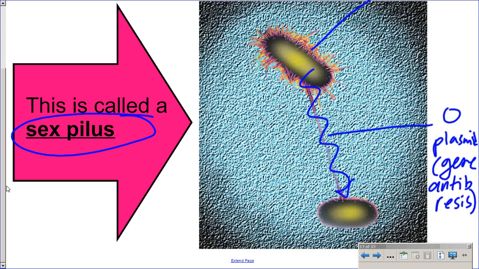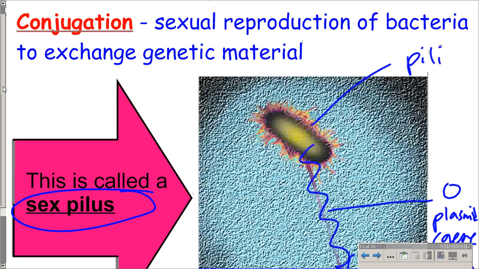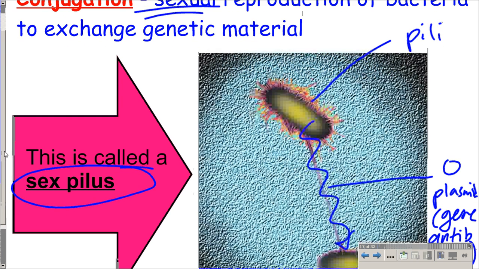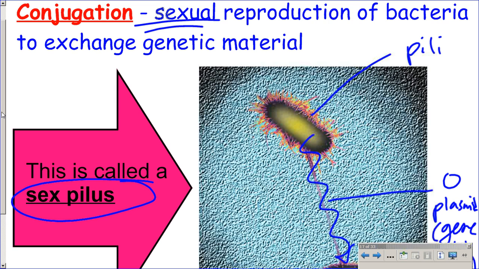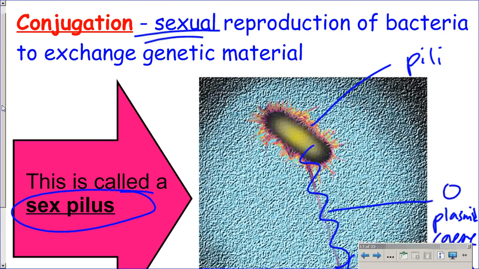But that is a special type of bacterial reproduction called conjugation, and that one is definitely sexual because you can see it's called a sex pilus that helps it do that. So that's a special way that bacteria force the exchanging of DNA. All right, so the asexual type was called what? Binary fission. Sexual type is called conjugation.